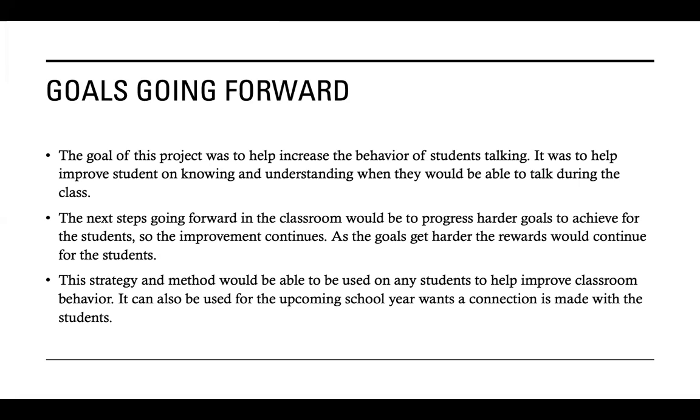So from that 3 strike point, we go down to 2, and then so on and so forth till we get no strikes. And if they get 1 strike, then they can't get a reward. This strategy and method would be able to be used on any student to help improve classroom behavior that is struggling. It can also be used not only for this school year or school years to come, but also this upcoming school year, and being able to make connections with the students, that it would help this entire next school year, no matter what student, no matter what point of the year you're at.